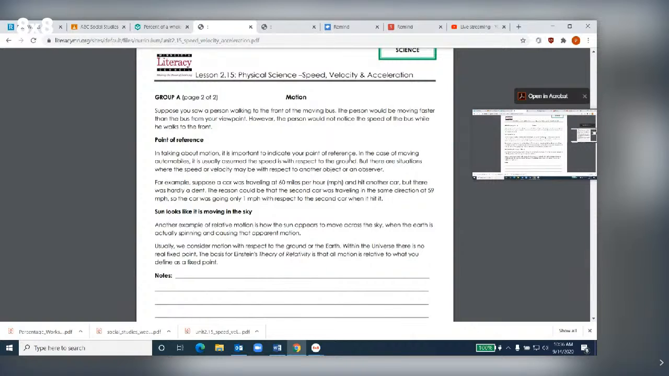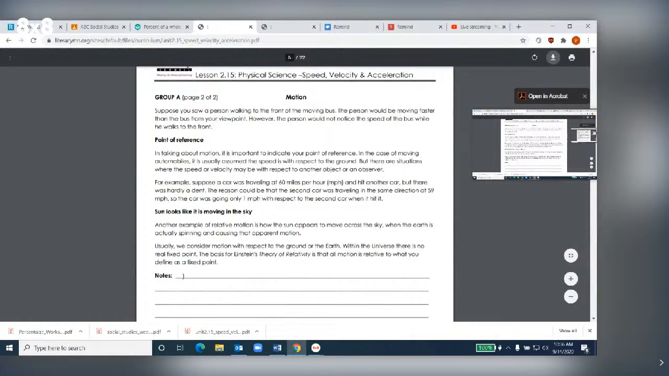And keep in mind too, if you're in a boat and there's a boat next to you, the same thing, if you're both traveling next to each other, obviously it doesn't look like the other boat's moving, especially if you're going the same speed. But if you're on the shore, you can definitely tell that boat is moving. Okay, that's the biggest thing about motion. It's just the point of reference. So after that, you would just put some notes down here for what you think is important for motion.